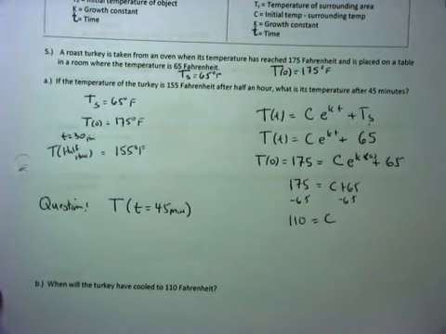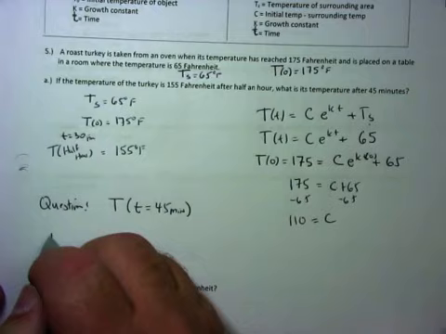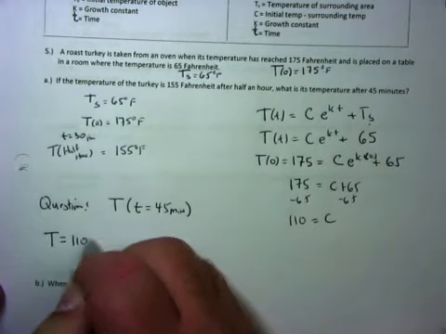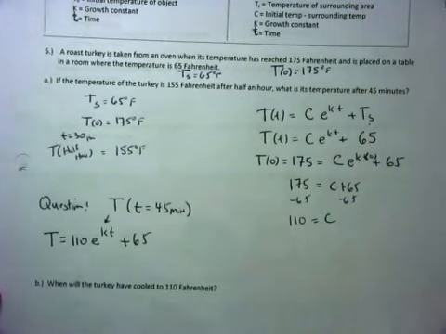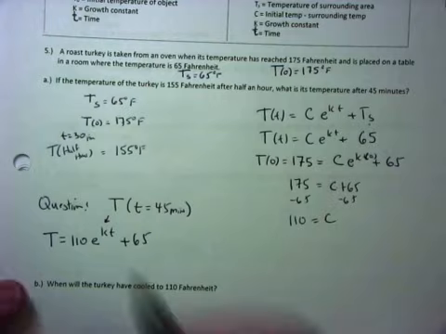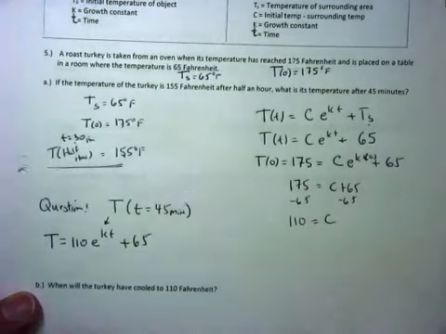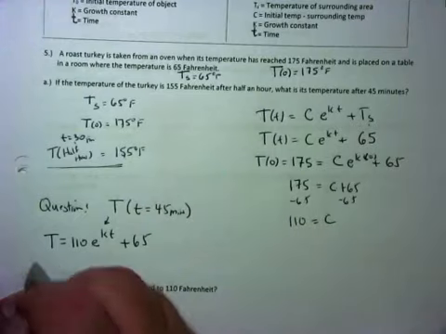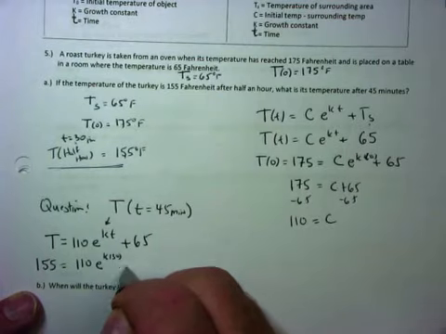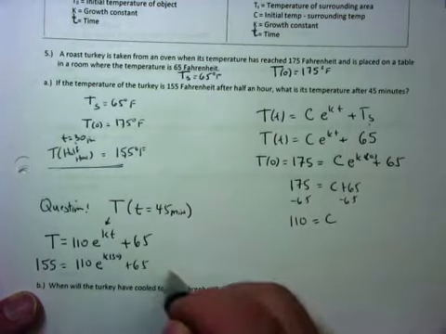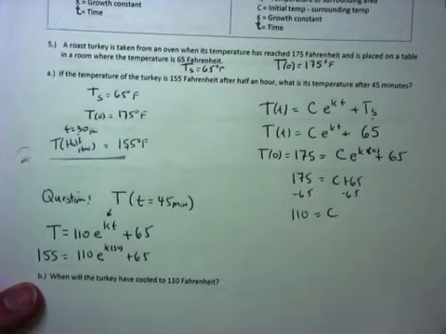I plugged in time as 0, and then I had to solve for big C. That gives me the equation big T equals C, which is now 110, e to the kt plus 65. But there's still another constant I need to know. That's where we're going to use the next condition, which was what? After 30 minutes, the bird reached 155 degrees. So temperature is now 155 equals 110 e to the k times 30 plus 65. The only thing to solve for is k. It's the only variable left.